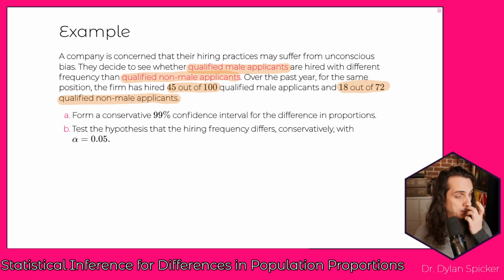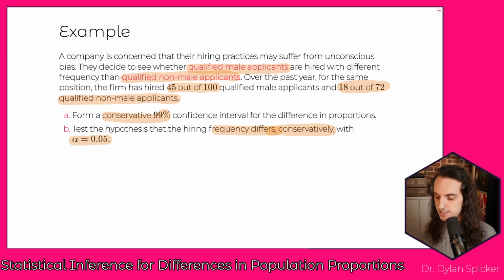And so in this case, we want to form a conservative 99% confidence interval for the differences in these proportions, and then we want to test the hypothesis that the hiring frequency differs conservatively. So we want to test this conservatively with alpha equals 0.05. Okay. So once again, we can try to pull out any of the information that we have in this question.